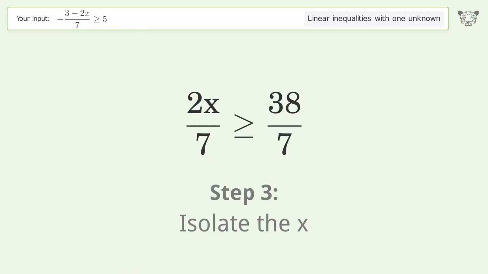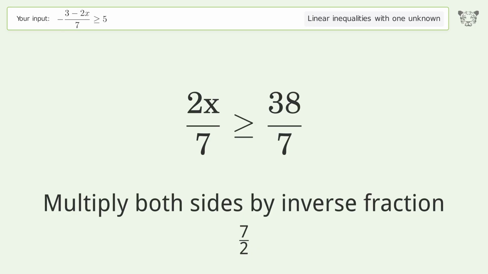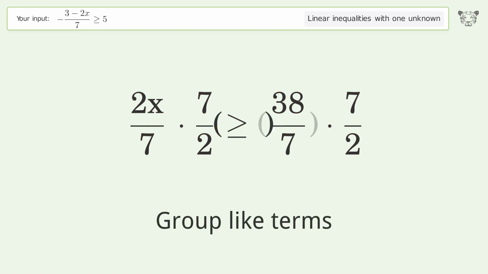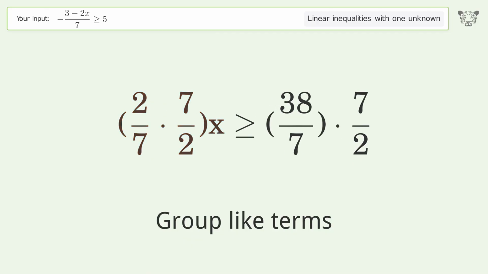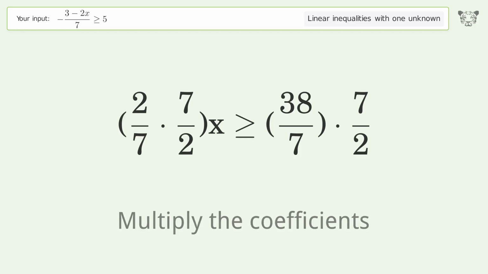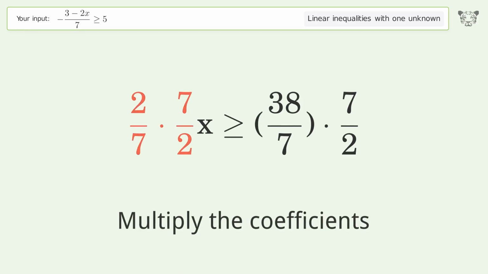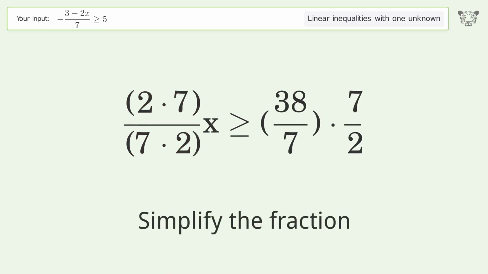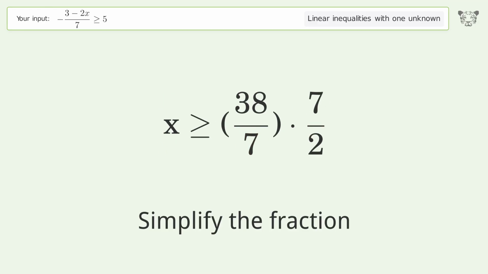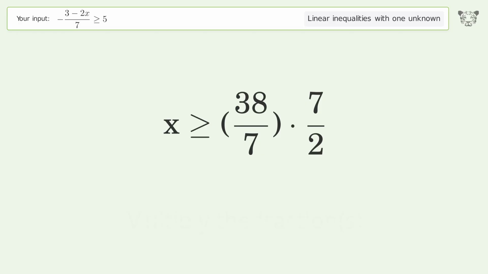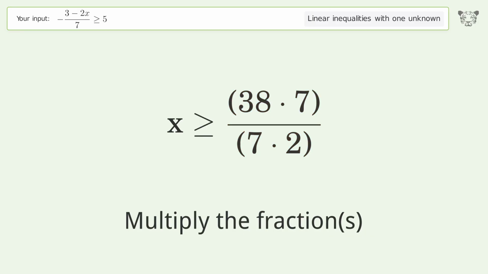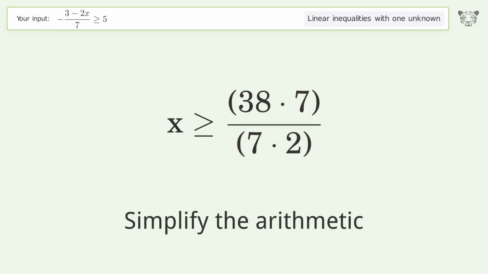Isolate the x. Multiply both sides by inverse fraction 7/2. Group like terms. Multiply the coefficients. Simplify the fraction. Multiply the fractions. Simplify the arithmetic.